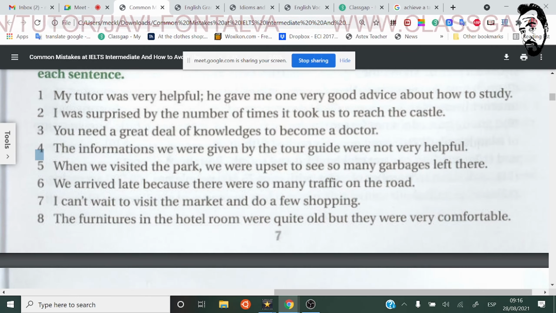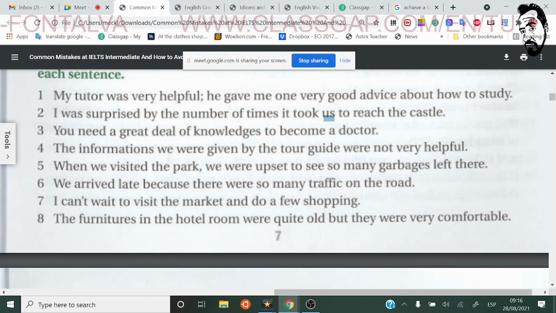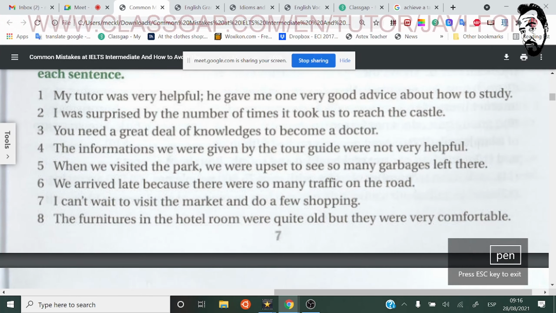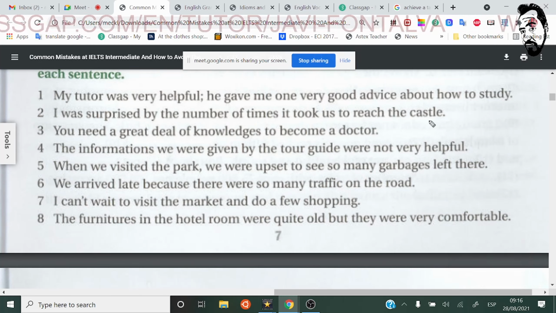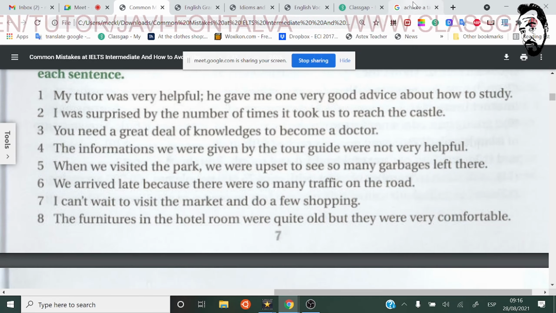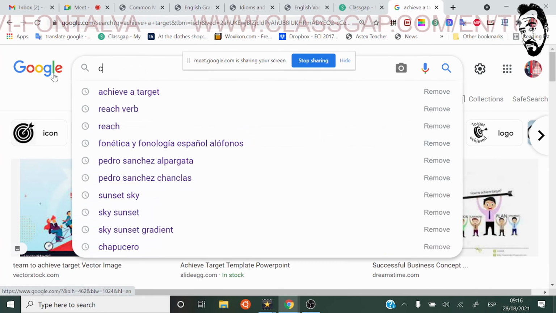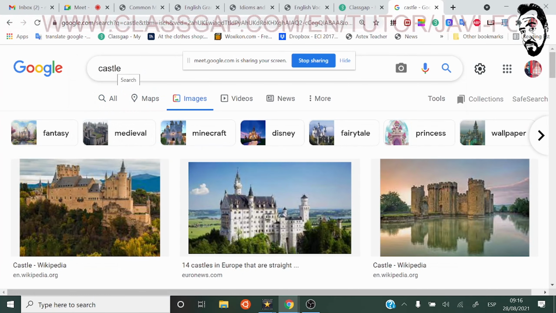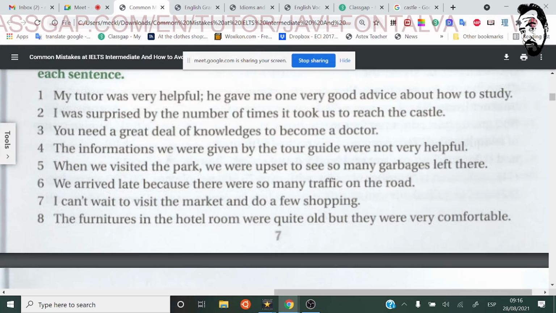Okay. So number two, what is the problem here? I was surprised by the number of time it took to reach the castle. Castle. Remember castle. The T is silent. Castle. Do you understand castle? It was castillo. Castle. Okay. So remember the letter T is silent. Castle. Okay, what's the problem here?